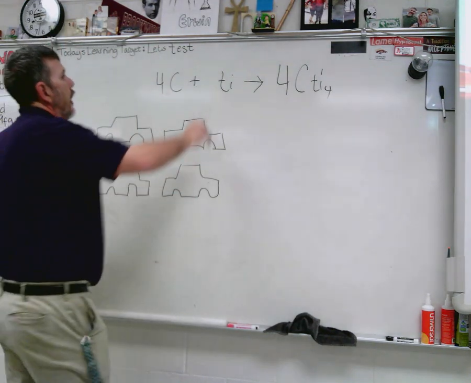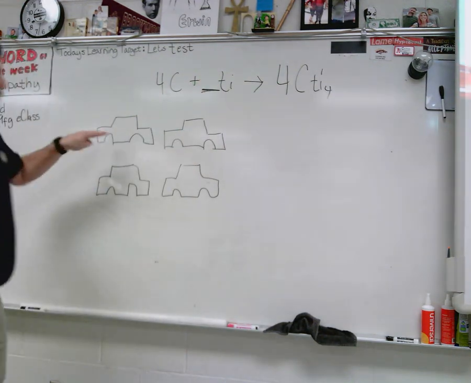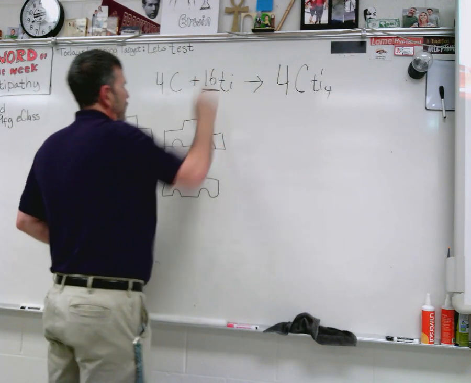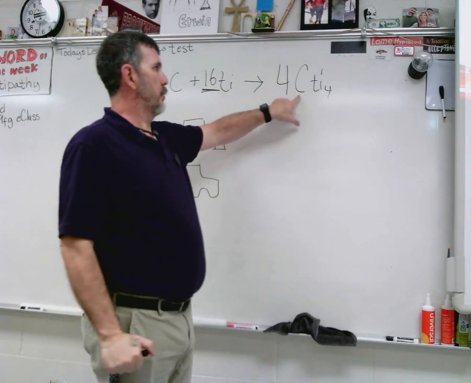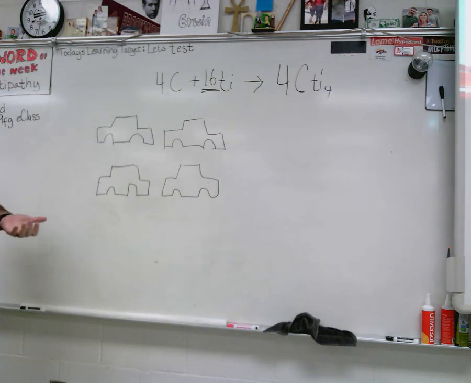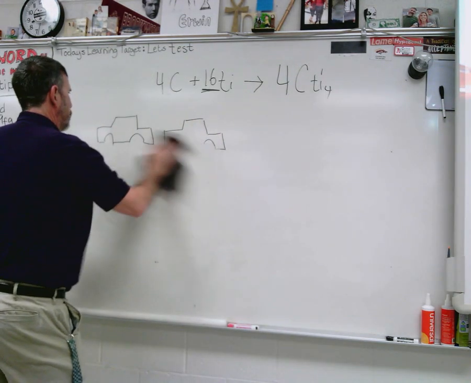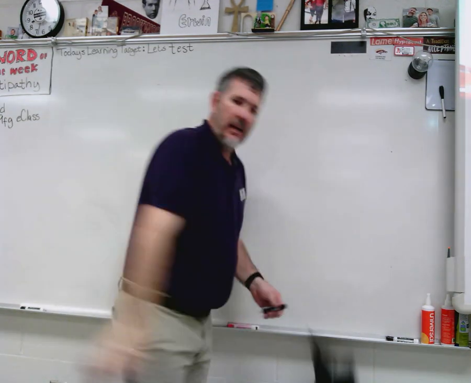So how many tires do I need? This is the big one here. It's kind of obvious. 4 times 4 is 16. I need 16 tires here to make 4 cars, 1 car, 4 tires per car. It's just a recipe. That's all it is. But in chemistry, it's just a little more odd to think about it that way.